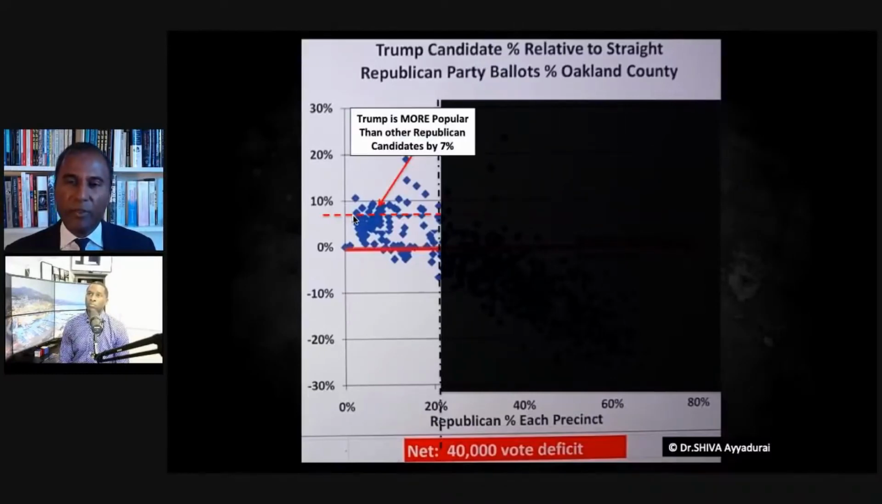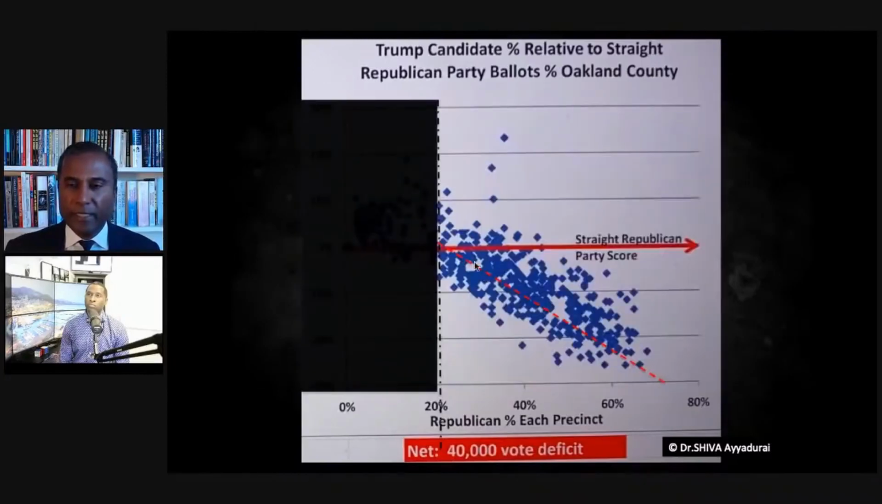So in this case, in those communities, even though they're not Republican, could be Black communities, minority communities, working class communities, Trump is more popular than other Republican candidates by about 7%. However, if you look in communities as Republicanism increases, Trump's votes go down. And they don't just go down in a random way. If you draw this beautiful center line, they go down in a very linear way. As precincts have more percentage of Republicans, Trump loses more percentage of votes in a linear fashion. So this is quite fascinating. In fact, it's highly unlikely.